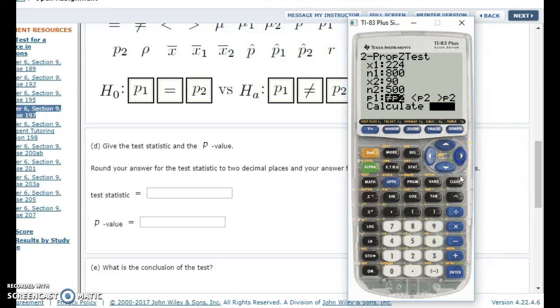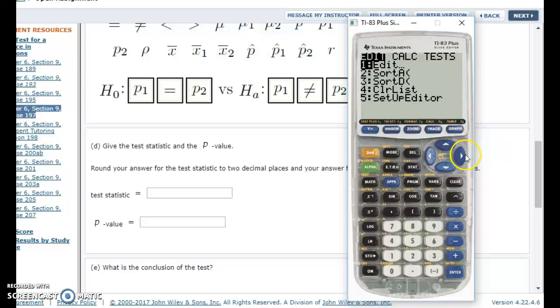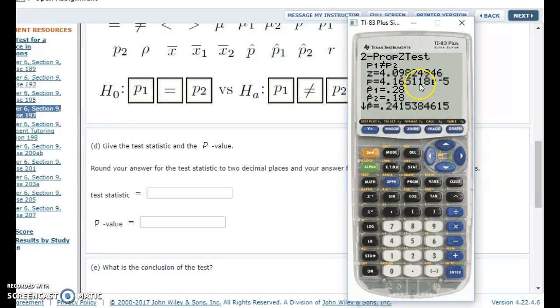I can do the draw menu. I always like that. Okay, Z is 4. So these proportions are about 4 standard deviations apart. P-value is about 0. If I want to get a little more accurate to 2 or 3 decimals, I can go back to Stat, Test, 6, come down and just say calculate instead of draw.